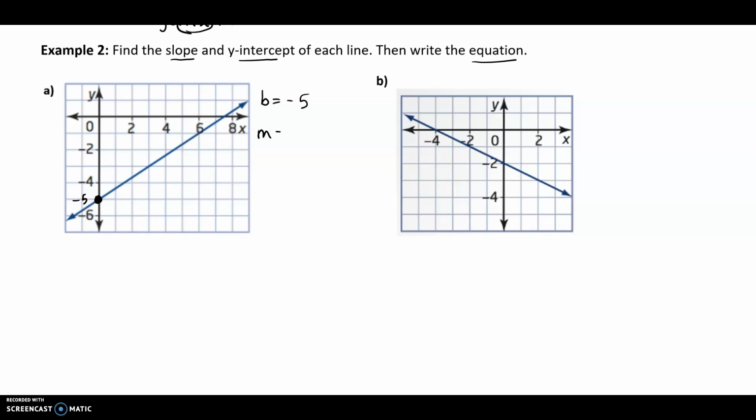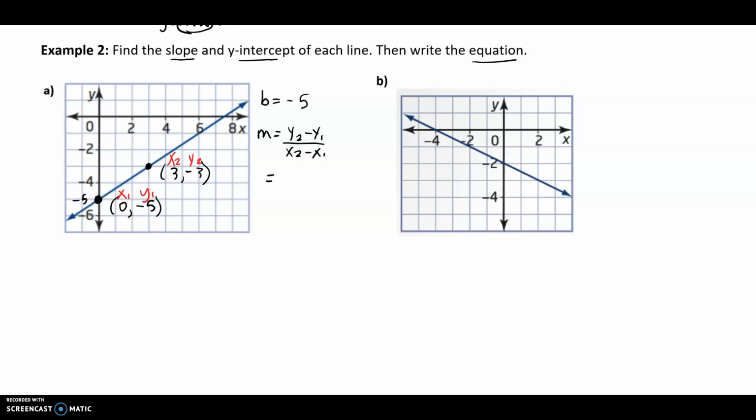To find my slope, I'm going to need to use my formula y2 minus y1 over x2 minus x1. So I'll need 2 points. I already have 1 point here, 0, -5, and I'll use this point here. So that is going to be 3, -3. I'll go ahead and label my points. So I have x1, y1, x2, y2, and then we'll sub in.